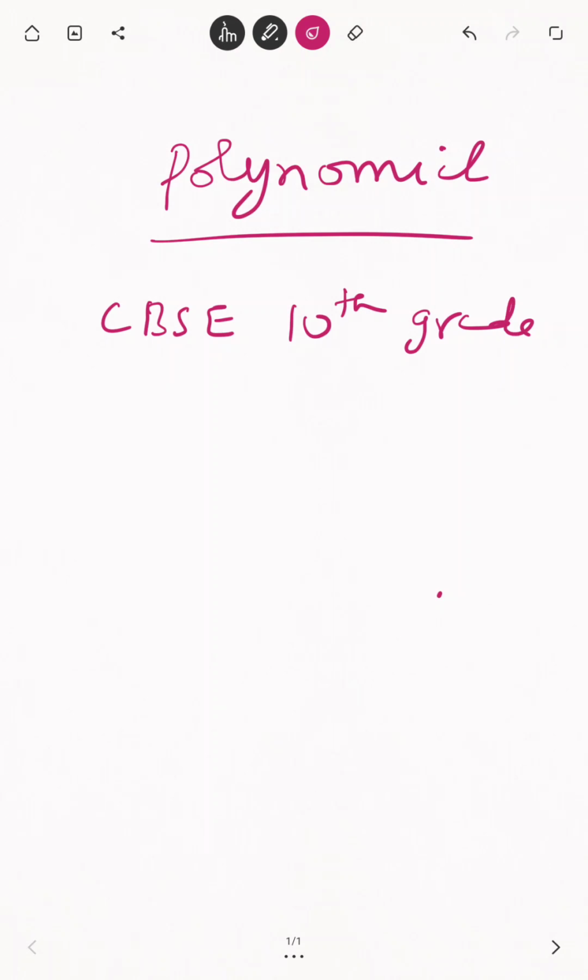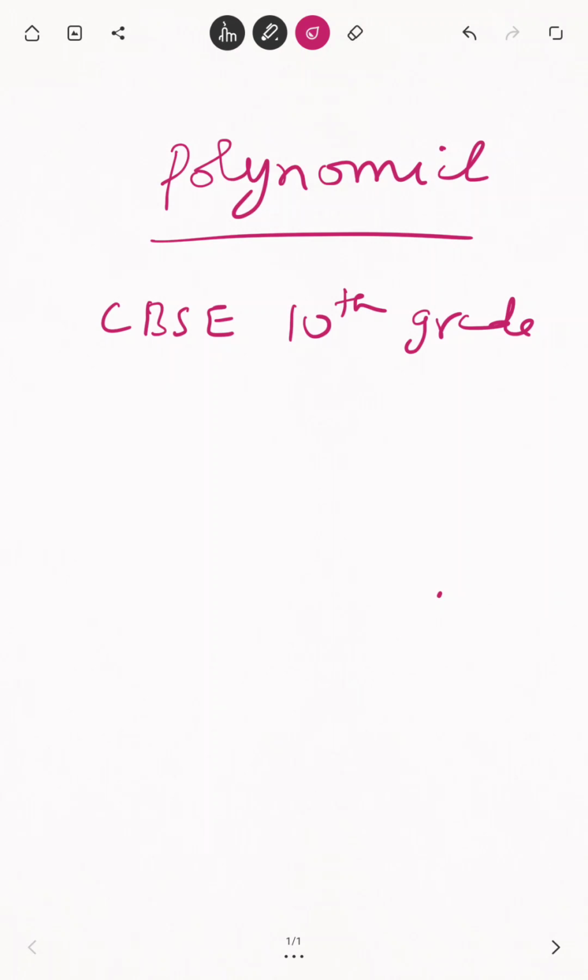Any algebraic expression that contains a minimum of two terms or more is called a polynomial. If a single term is available, then we call it a monomial. If two terms are there, we call it a binomial, and if three terms are there, we call it a trinomial. Like this, if there are two or more terms, we can call them polynomials.